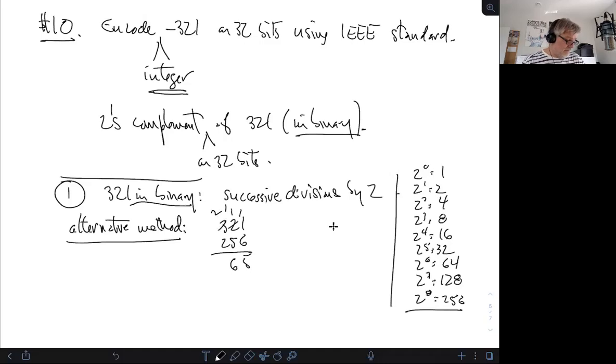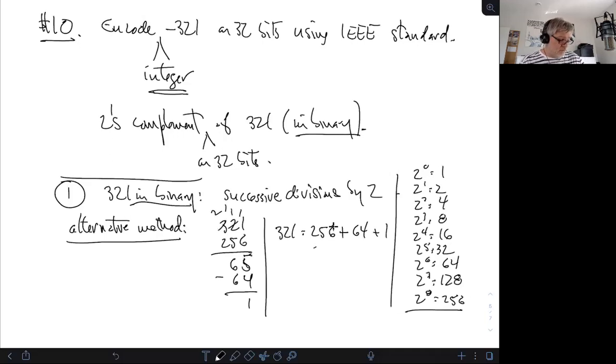So that's 65. Is that correct? Yes, okay. I repeat: I look at 65, what's the biggest power of 2 that I can fit in here? It's 64. I subtract, and I get 1. And I'm done. So what I've found is that 321 is 256 plus 64 plus 1, right? So that's the game. You want to write it as a sum of powers of 2.